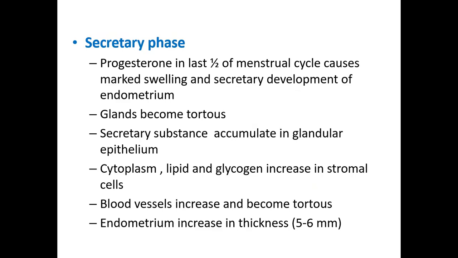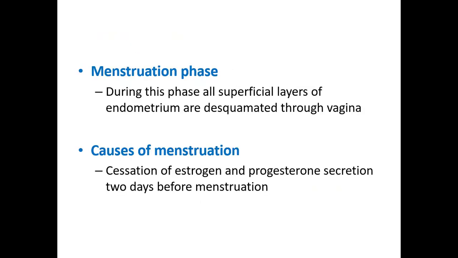Now, why are they tortuous? Just because they are storing more blood and more fluid in their cells. In the menstruation phase, all the superficial layers of the endometrium are discharged through the vagina. And if there is pregnancy, if there is fertilization of the male and female gamete, there will be no such discharge of the endometrium. This thickness and secretion, which has increased, will obviously remain for the upcoming months.